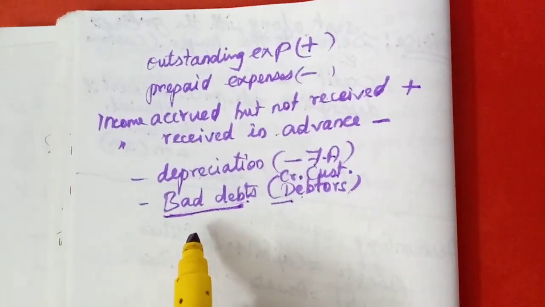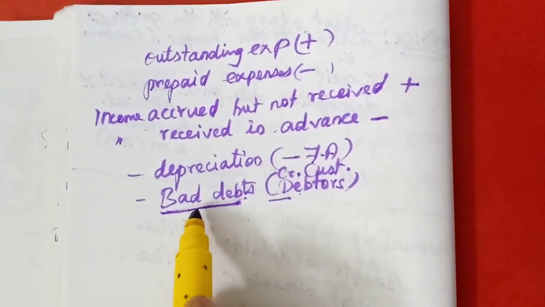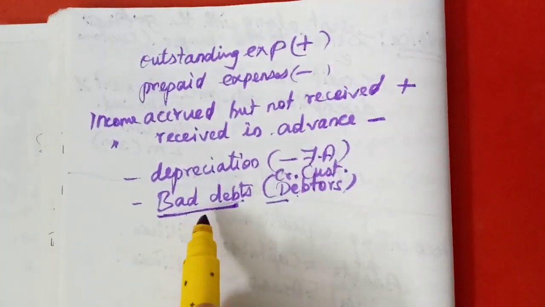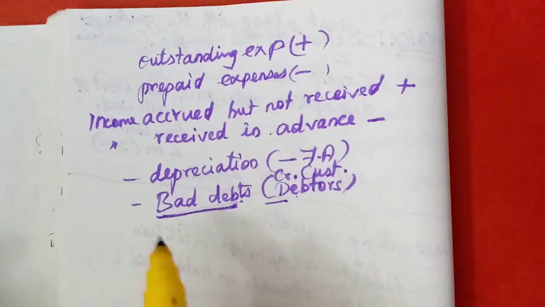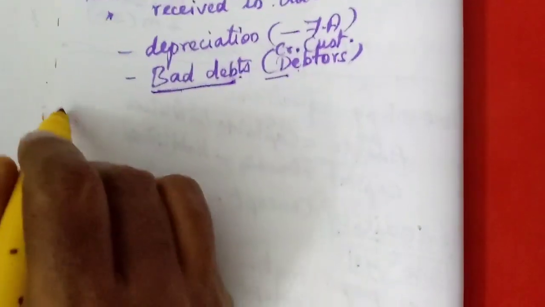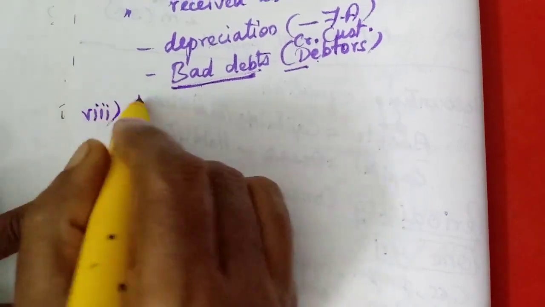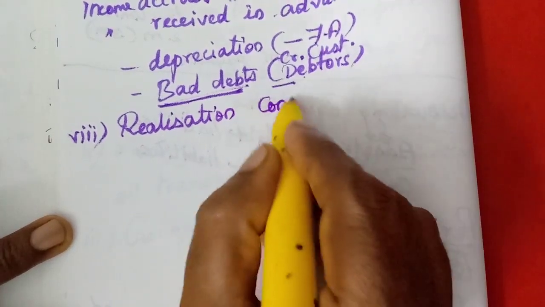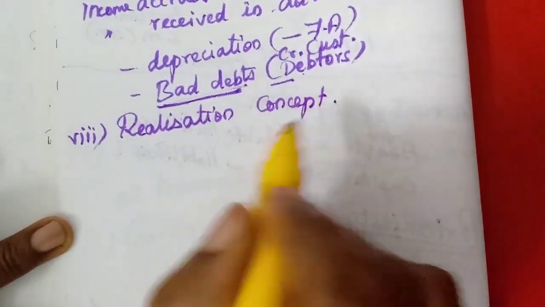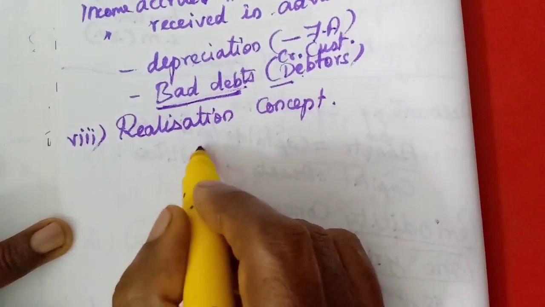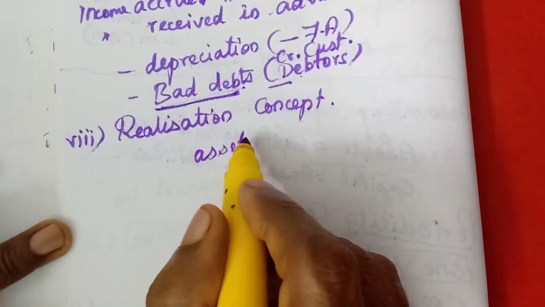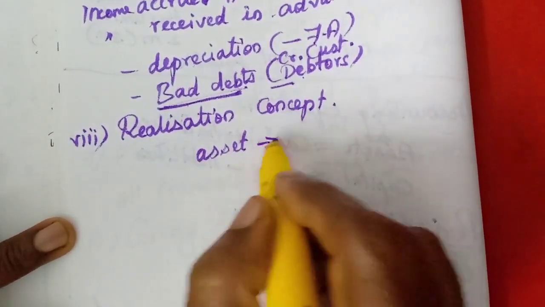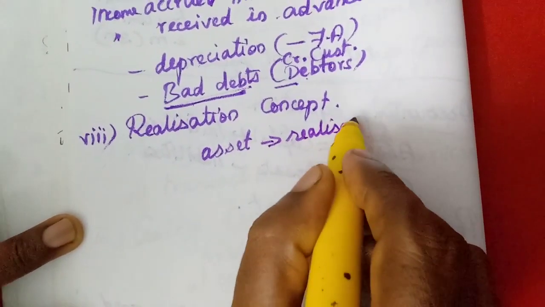Okay, all these adjustments should be made in the books of accounts. Right, so it is related to the matching concept. Then the realization concept. What is realization concept? According to this realization concept, any change in the value of an asset is recorded only when the business realizes it. What is the meaning of realizes?